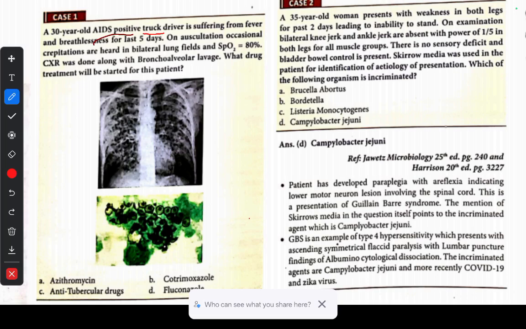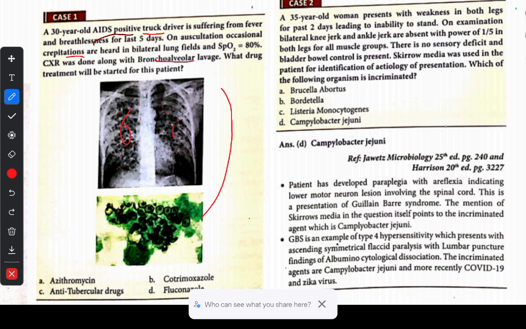So AIDS positive, now suffering from fever and breathlessness for the last 5 years. On auscultation, there are crepts bilaterally. You can see the bilateral patchy infiltrates, meaning severe infection. SpO2 dropped to 80%. And a bronchoalveolar lavage is done. This is the report of this one.